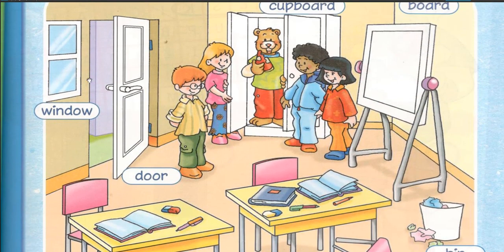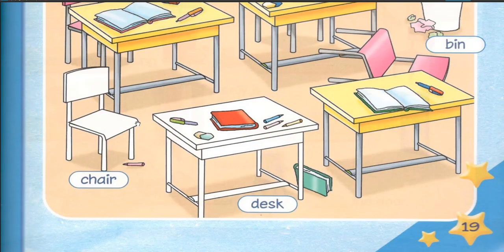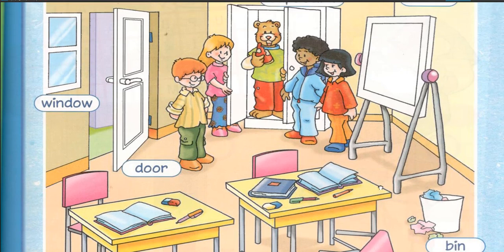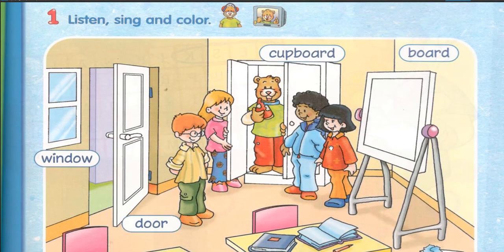Repeat again. The door is orange, the window is blue, the desk is yellow, the chair is pink, the pen is red, the board is black, the cupboard is green. This is my classroom, my happy classroom.